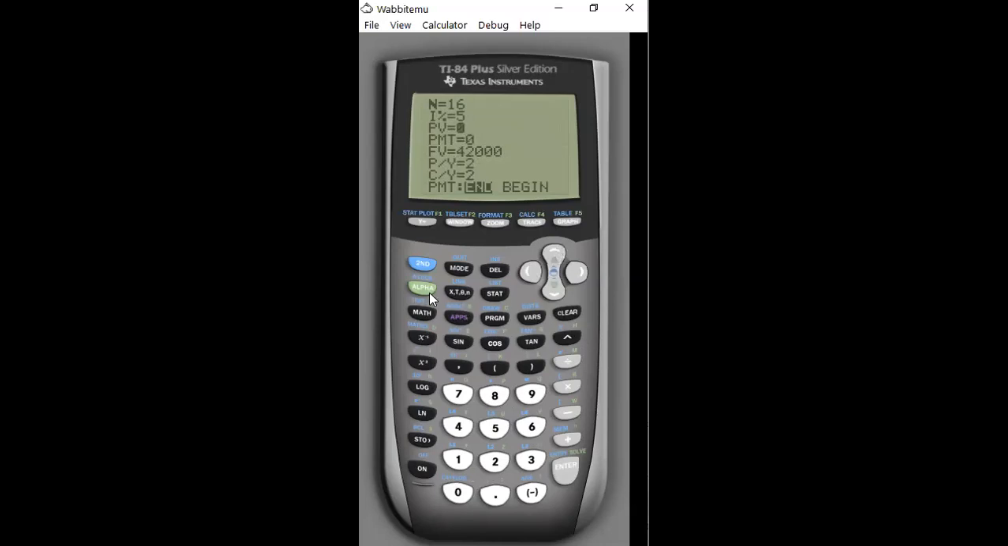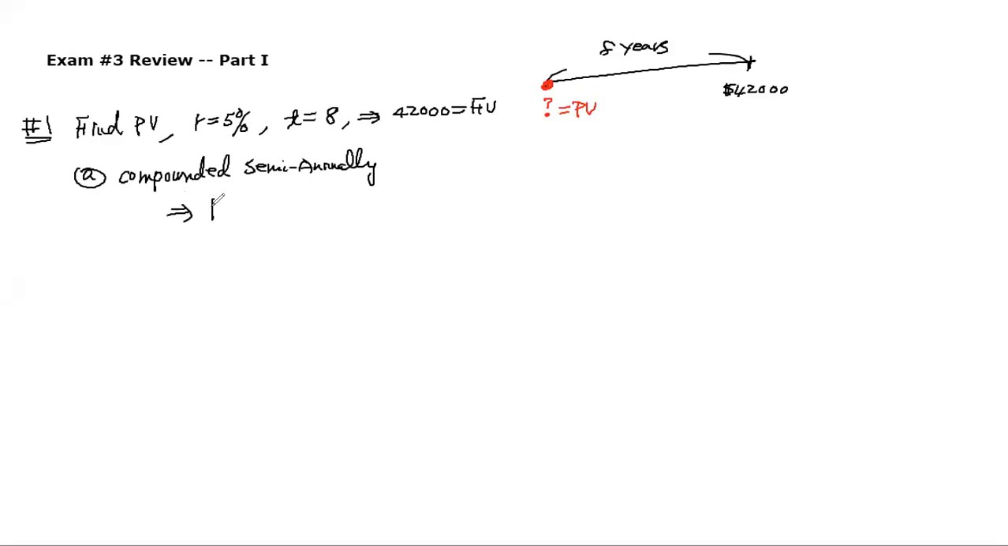Okay, so now I'm going to be able to calculate my present value. So I go back here, I say alpha and solve. So the present value is 28292.25, okay? Now let me go back to my whiteboard. Okay, so based on the calculator, I got my present value is 28,292.25.